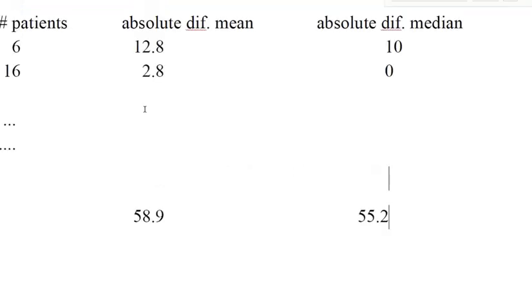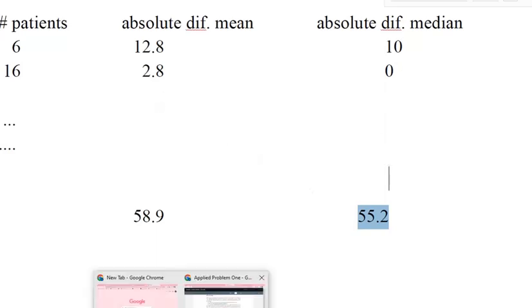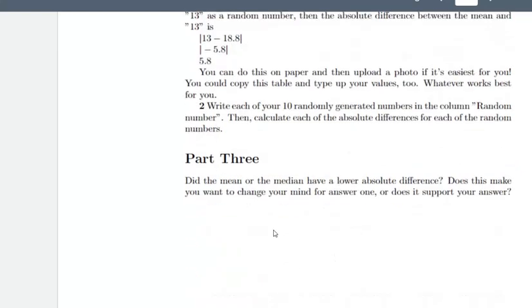I got 55.2. That means the median was a better estimator. It was closer to those 10 random numbers because it was off by 55.2. And this one was off by 58.9. So this is off by less. Okay. So add up the absolute difference in the means, add up all the absolute difference in the medians, and compare those two. And then part 3 is just asking you to reflect and decide whether you should change your mind or not.